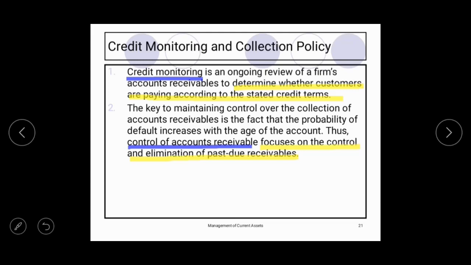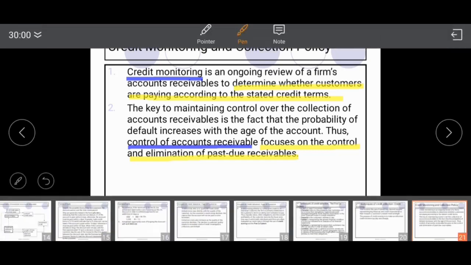Okay, the second sentence is about the control of account receivable. If a firm controls their account receivable, they can eliminate the past due receivable such as bad debt. If there is bad debt, a firm will suffer losses. So in order to prevent such a situation from happening, a firm must emphasize their credit monitoring so they will know which customer already paid and otherwise. Okay, that's all.